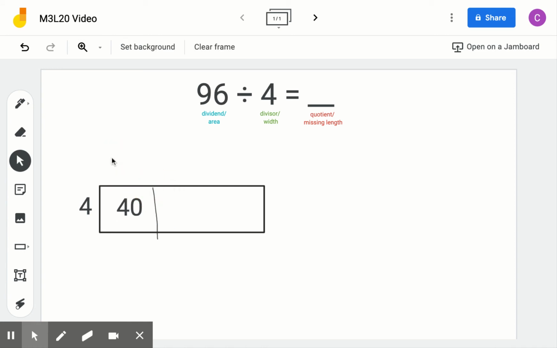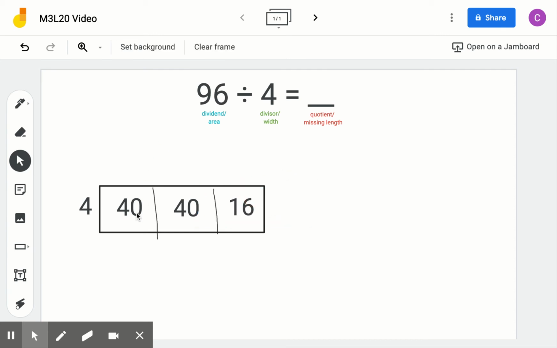So that's one of my parts. Now I'm going to try to come up with some other parts that all add up to 96. So I have 40. I know I could do another 40. 40 plus 40 is 80. And then I know that I have 16 left over. That's also divisible by 4 pretty easily. So let's make our last part 16.